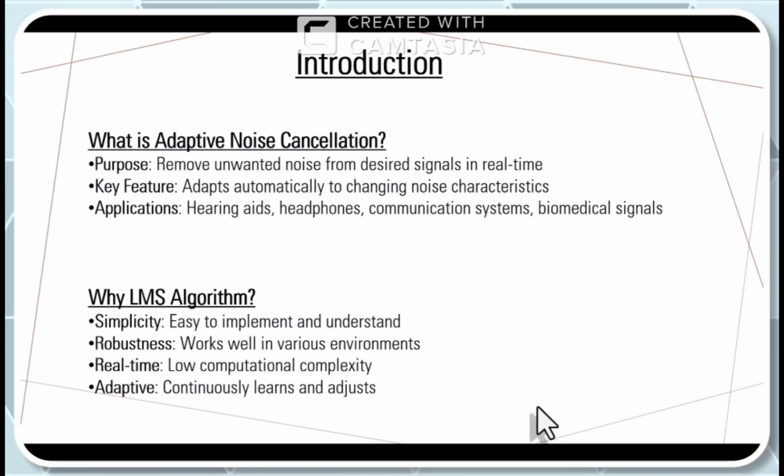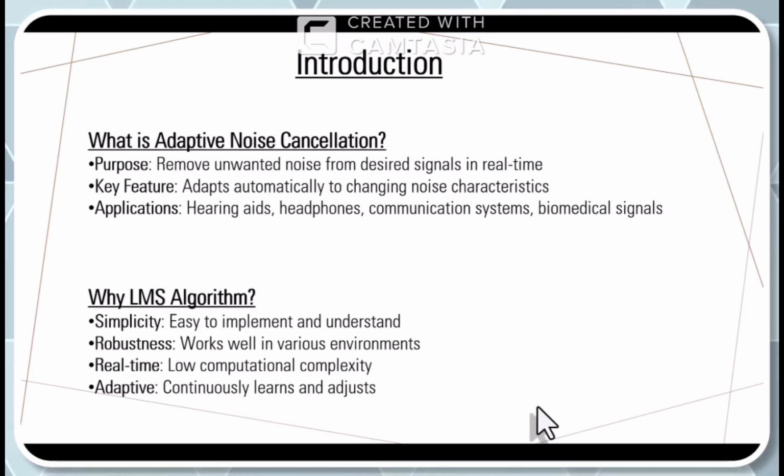What is the purpose, key features, and applications? Now I tell about them one by one. Purpose: remove unwanted noise from the desired signal in real time. Then key features: adapts automatically to changing noise characteristics. Applications: hearing aids, headphones, communication systems, and biomedical signals.